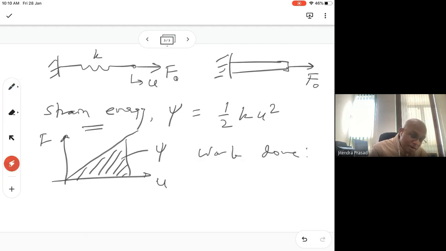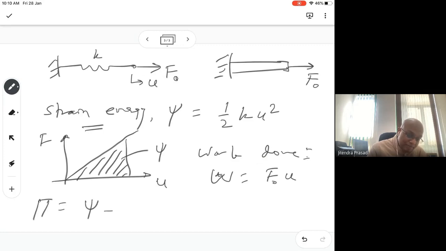Work done, if u is small, we are talking about, so work done W is equal to F naught times u. Here we are assuming that suddenly you apply F naught force, and this has moved by u. So this is F naught u. So the potential energy formulation is pi equal to psi minus work done, which is equal to half k u square minus F naught u. So this is how you formulate it.